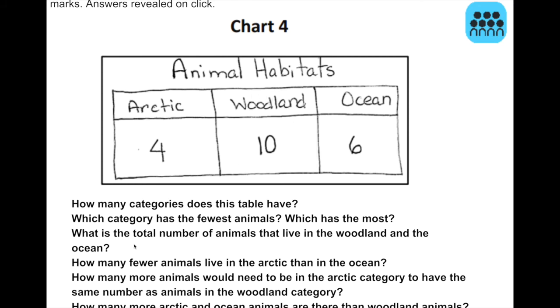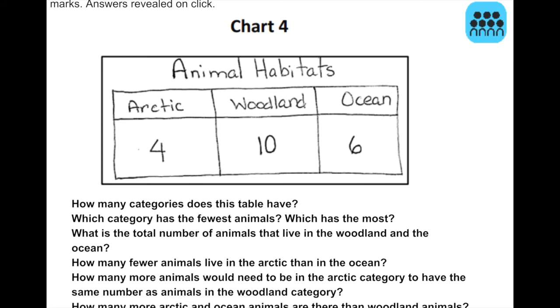What is the total number of animals that live in the woodlands and the ocean? So for that we want to total this combination. 10 plus 6 equals 16. And then how many fewer animals live in the Arctic than in the ocean? So this is one of those comparisons where we would want to say 6 minus 4 equals 2. So then we know that there are 2 fewer animals living in the Arctic than in the ocean.